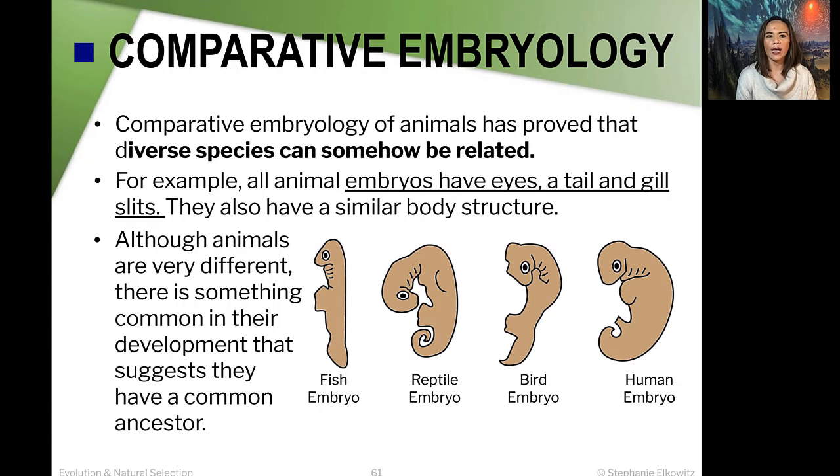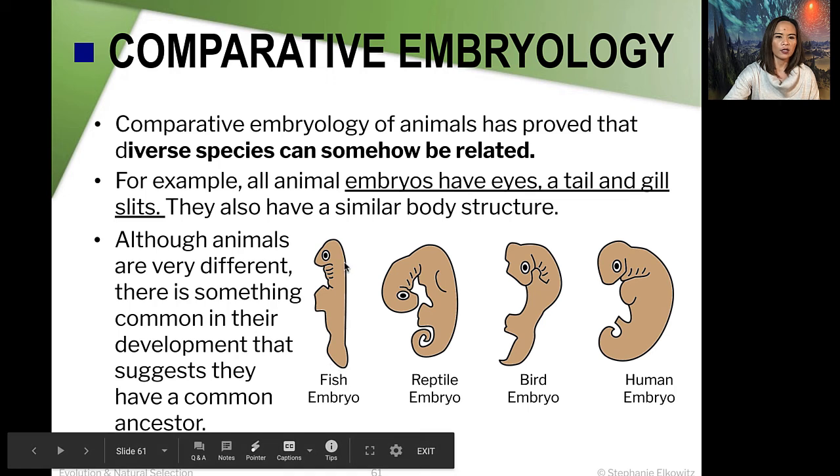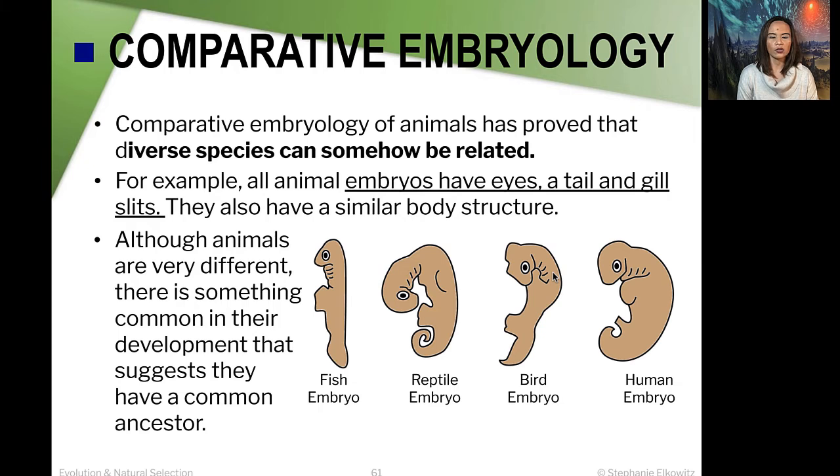For example, all animals in their embryo stage have eyes, tails, and gill slits, just like what you see over here. The tail, the eyes, and the gill slits, the slits on the sides. And they also have a similar body structure. Not exactly alike, but the body structure is similar. Although animals are very different, there is something common in their development that suggests that we share a common ancestor.